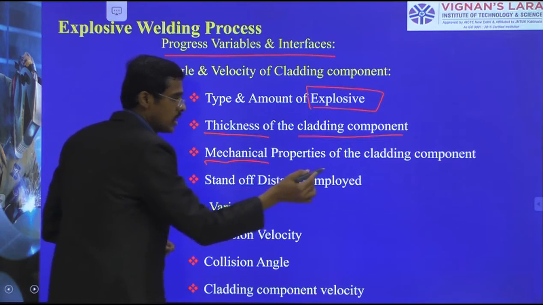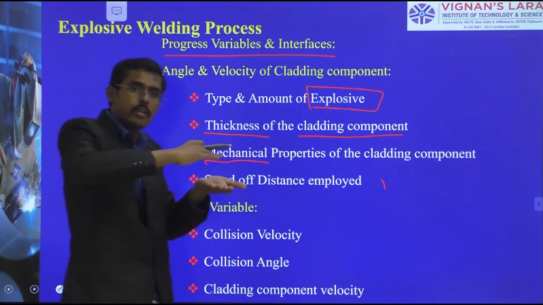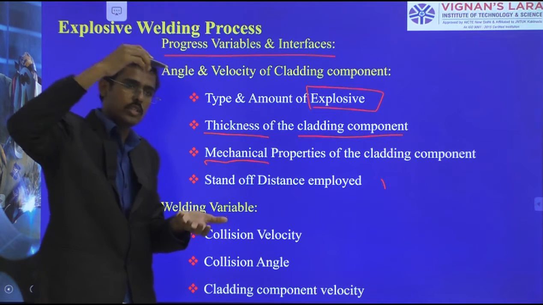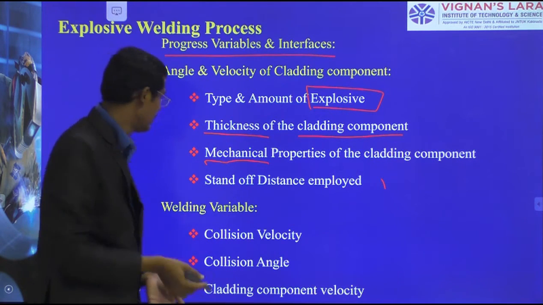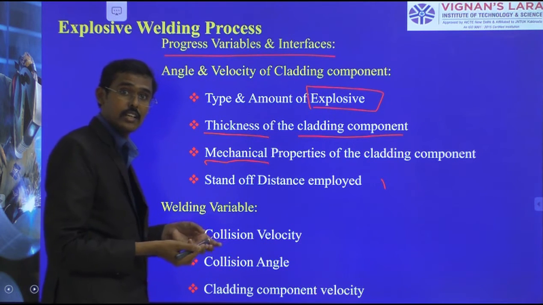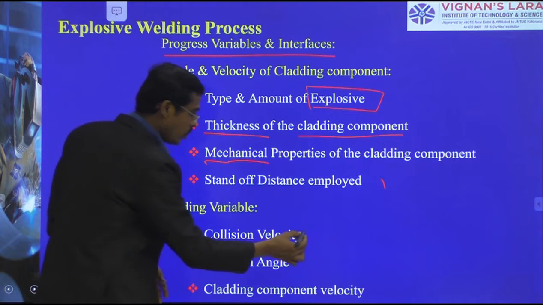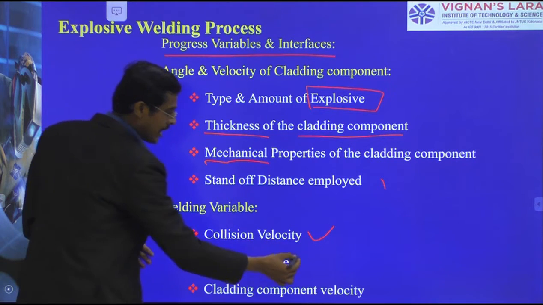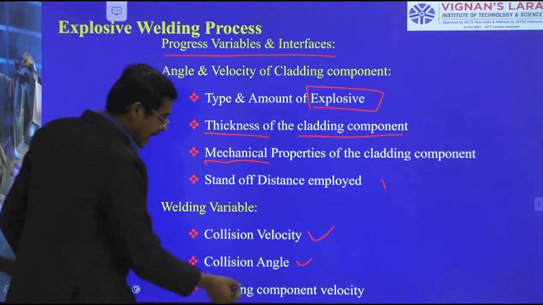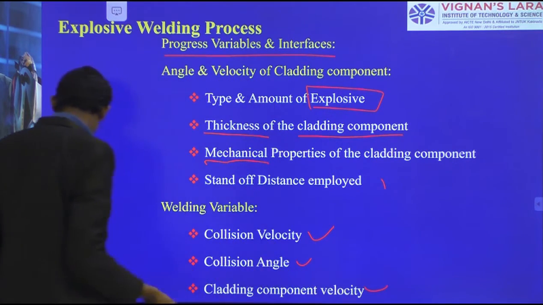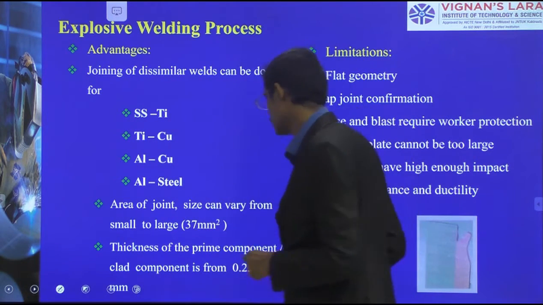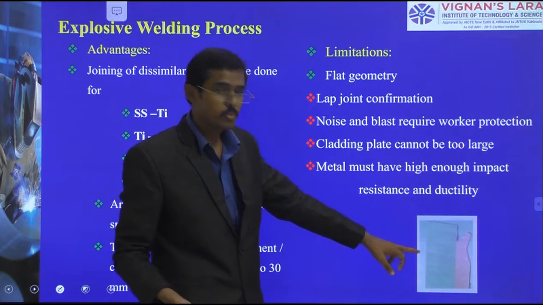Standoff distance: how much gap we are giving between these two. With the standoff, how much force, minimum force or high force, it should reach the high velocity we need there. Welding variables: collision velocity, meaning how much velocity we need to impinge, the critical velocity. The collision angle, whether it is parallel or angled closing. And the cladding component velocity, how much we are doing. Such examples. Now the advantages. You see this image, please note it down.